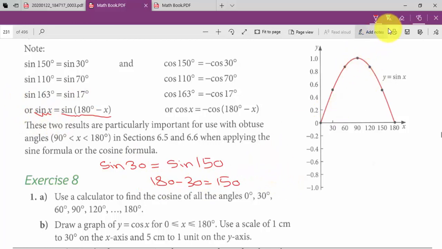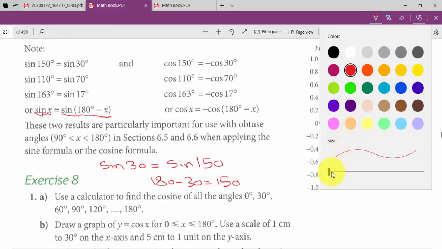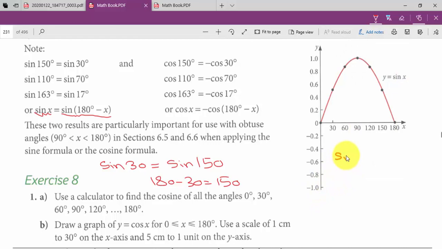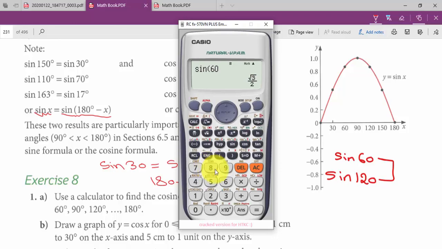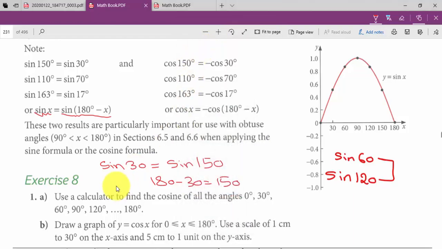Sine of 60 is equal to sine of 180 minus 60, which is 120. So sine of 60 is the same as sine of 120. Let's check this on the calculator. Sine of 60 is equal to the square root of 3 over 2, or as a decimal it is 0.866. Now, this is easier to memorize. What about sine of 120? Same. So remember, sine of any angle is equal to the sine of the angle that comes from 180 minus the angle.